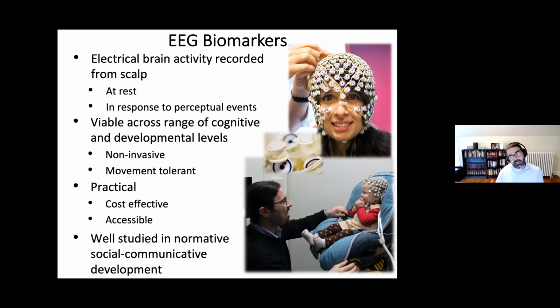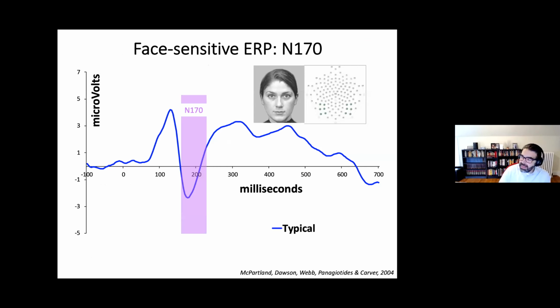And EEG is a technology that's been applied really productively in typical development to understand social communication. So when we come to understand autism, which, as we've said, is a heterogeneous and diverse group, we have a strong foundation of knowledge in the one unifying area of relevance for everybody with autism. And this is an example of a key thing we've come to understand about social communication using EEG.